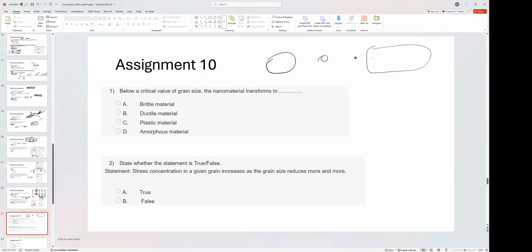Since you have very small grains, the number of grain boundaries will increase a lot. All these grain boundary regions are where you have randomly positioned atoms which do not follow some specific lattice. We are moving more and more toward amorphous material.